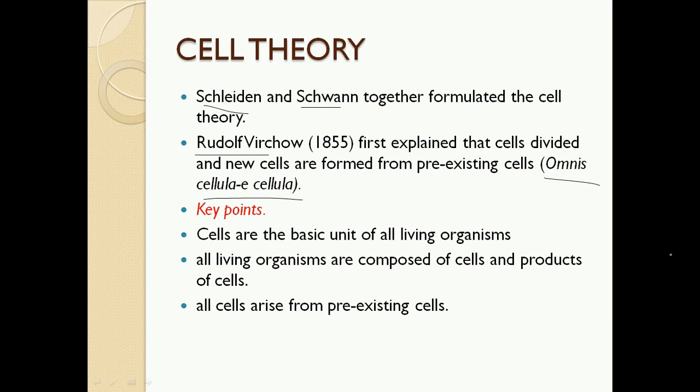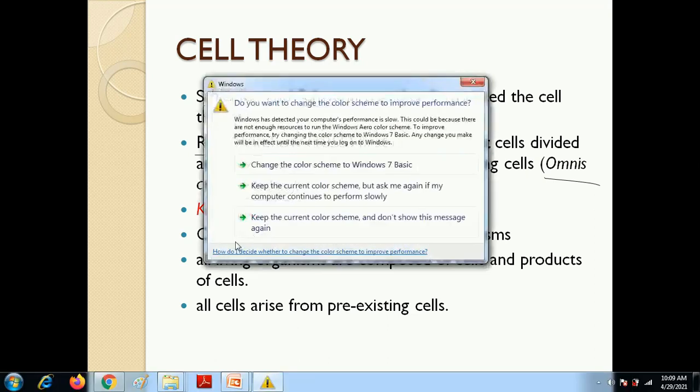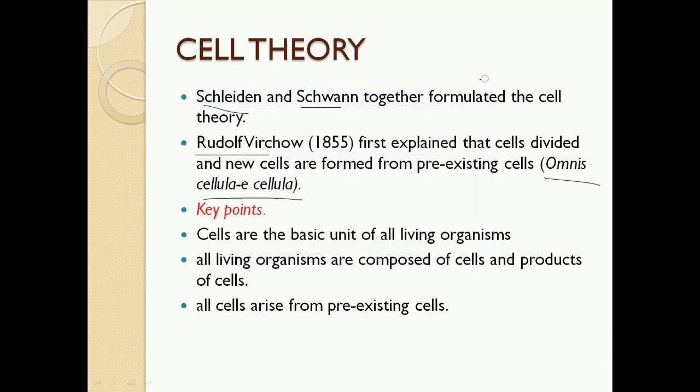So how can we divide this cell theory into key points? In order to understand or remember this cell theory, you just have to remember three key points. These key points were the observations and discoveries of Schleiden, Schwann and Rudolf Virchow. So what are these key points? The first point is, sorry for the disturbance, cells are the basic unit of all living organisms. This is again just like a definition of cell, right?